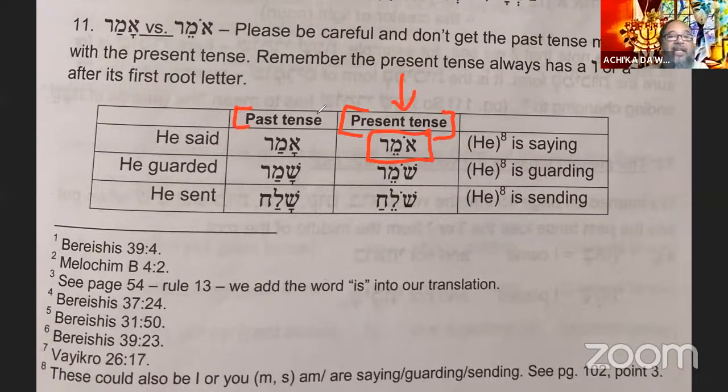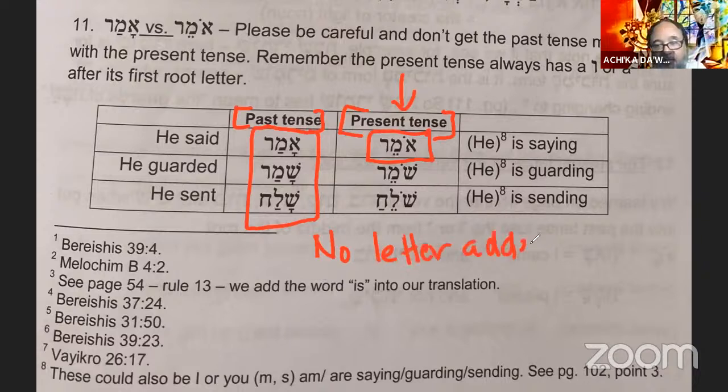Why are these in past tense? Why are they considered past tense? Because there is no letter added to the front. It's perfect. That's why it's he: he guarded, he said, he sent.